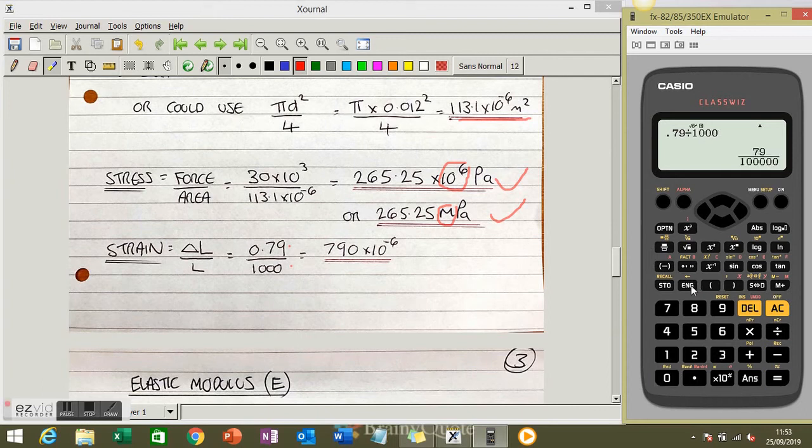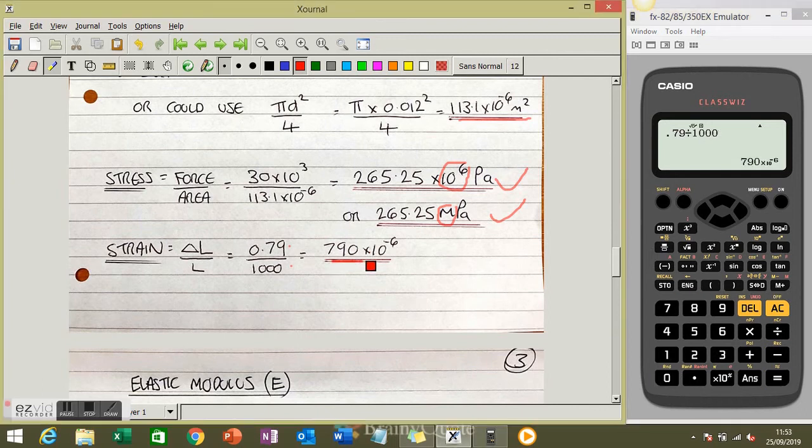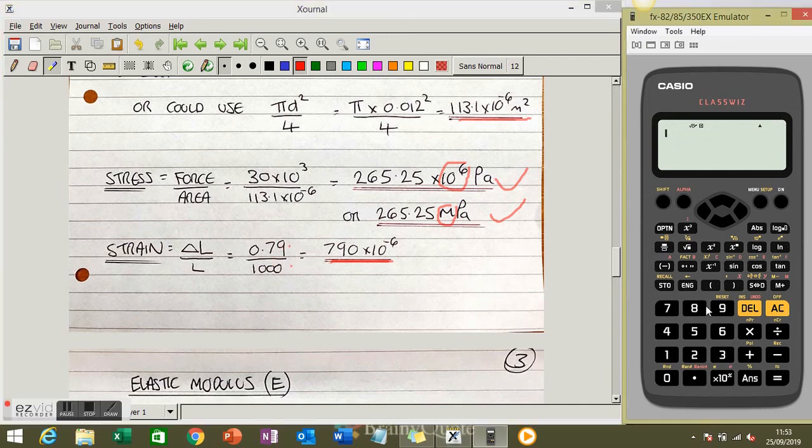0.79 divided by 1,000 obviously will give us that. That's our strain. Very small, very small. If you want to convert that into meters, so we'll do that in meters. So 0.79 of a millimeter. If I divide that by 1,000, I get it in meters.